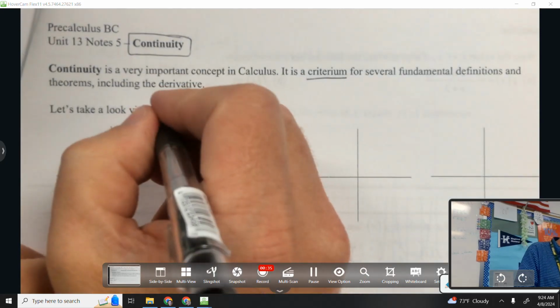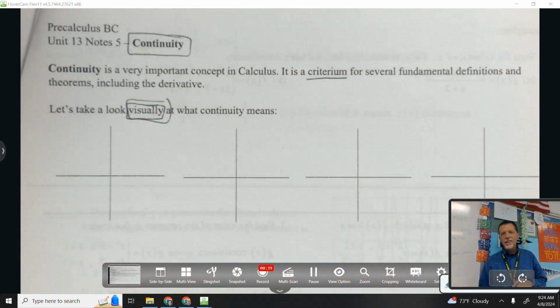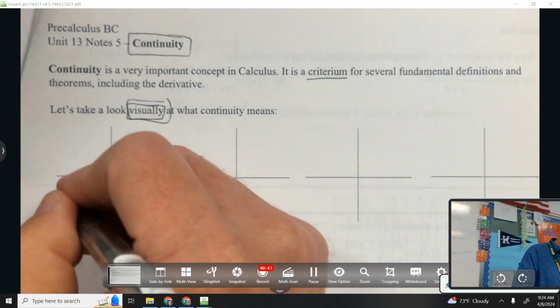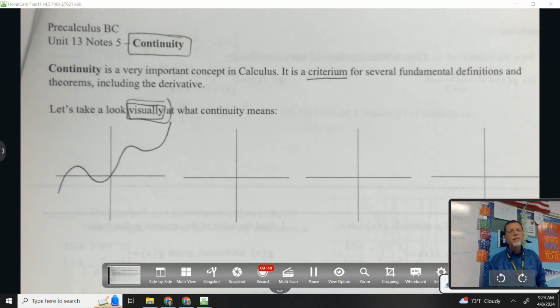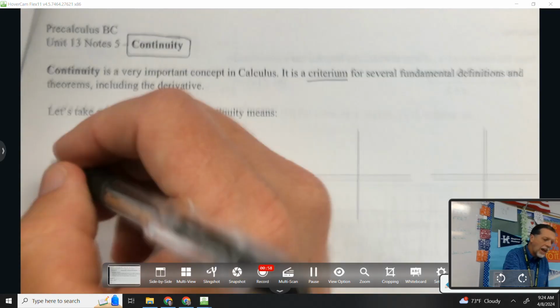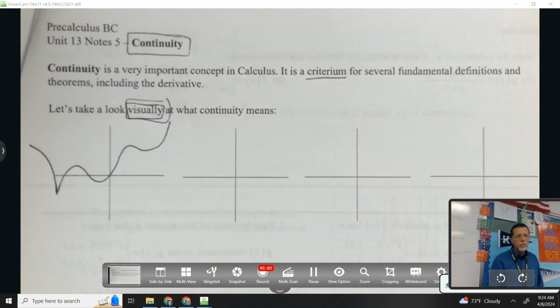So visually, continuity is pretty easy. Can you draw the picture without lifting your pen? You can draw anything you like as long as it's a function, so it still makes it past the vertical line test. And as long as you can do it without lifting your pen, it's continuous. Even if it has a sharp point to it somewhere, that's fine, that's still continuous.